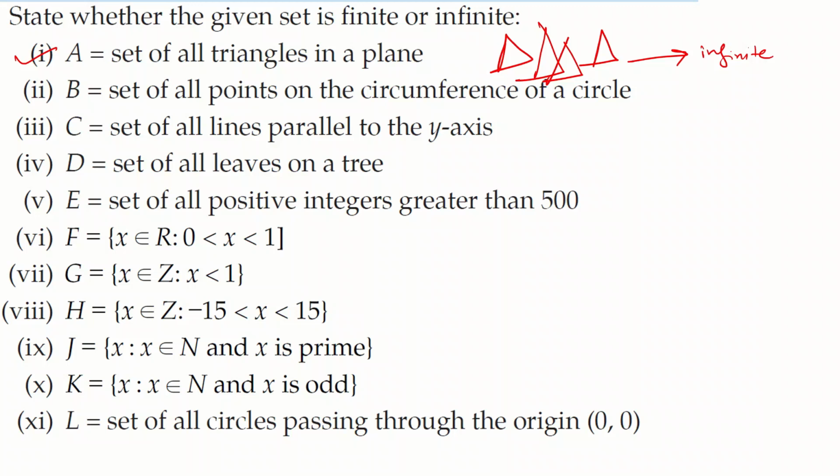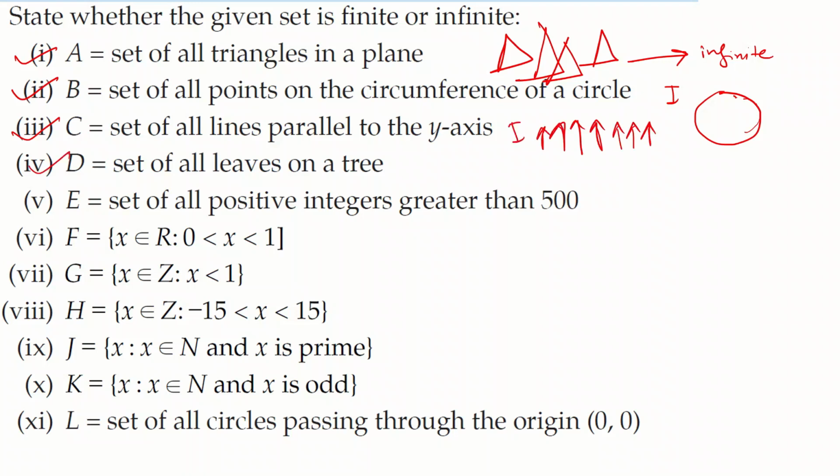So to save time. So question number 2, set of all points on the circumference of a circle. This we have already discussed, right? The set of all the points on the circle is an infinite set. Question number 3, set of all lines parallel to the y-axis. We have also gone through this. Suppose this is the y-axis. There are infinitely many lines that are parallel to the y-axis, right? So this is also an infinite set.